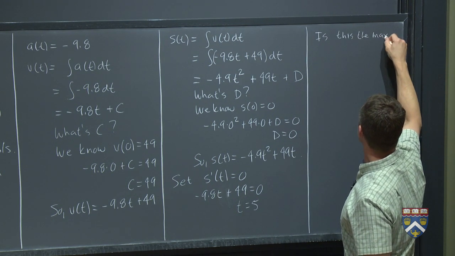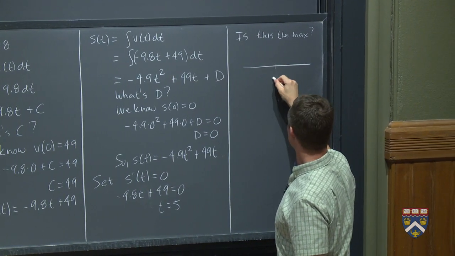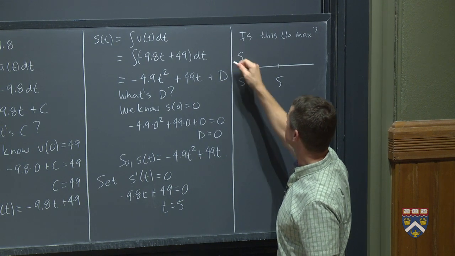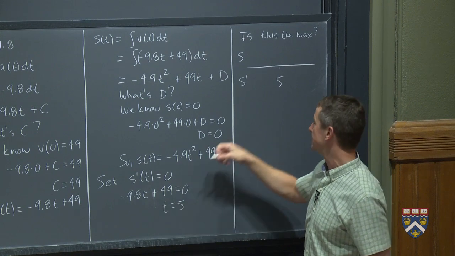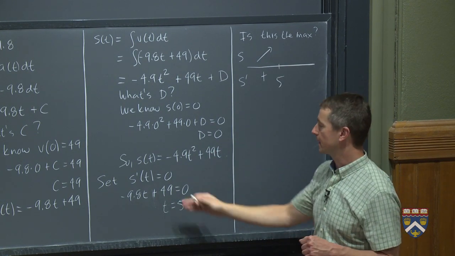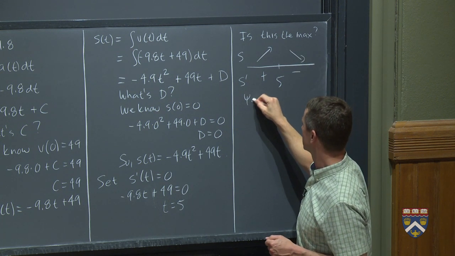Like when we were doing all those optimization problems. So if we let 5 be there, and then S prime and S. If we pick a number less than 5 and we plug it into our S prime, we get a positive, meaning S is increasing, so the object is going upward. If you pick a number bigger than 5, you'll get a negative. And so yes, it is the max.